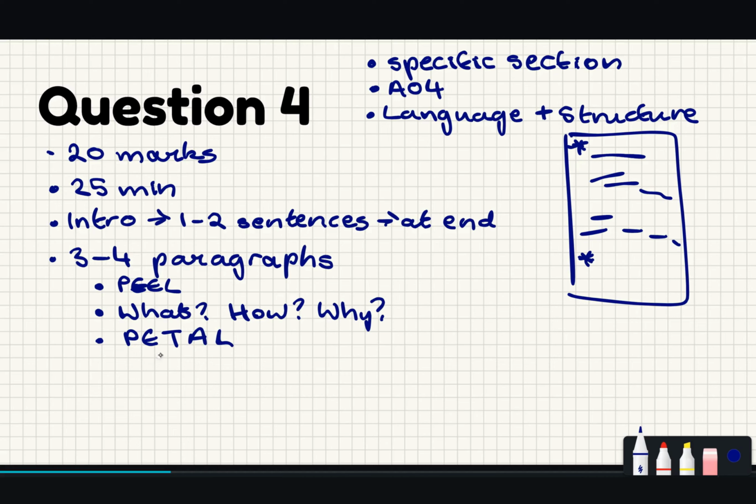So this is point, evidence, technique, analysis, link. I tend to use a mixture of these two. PEEL is okay, I guess. I don't know. This is the base for all of your paragraphs, but yeah, it's okay. And then also, if you do have time, write a conclusion.